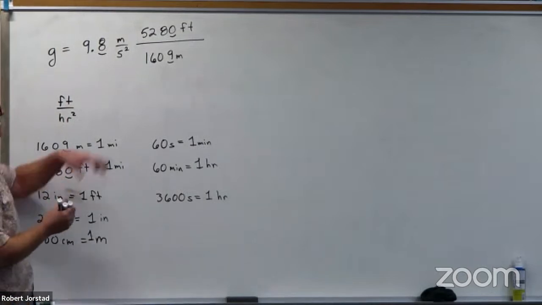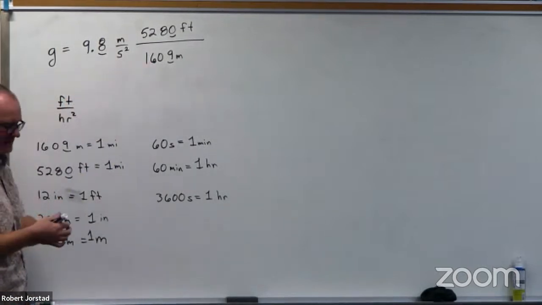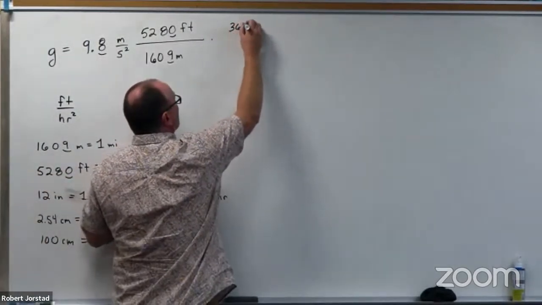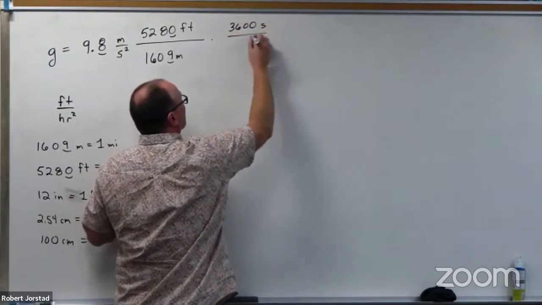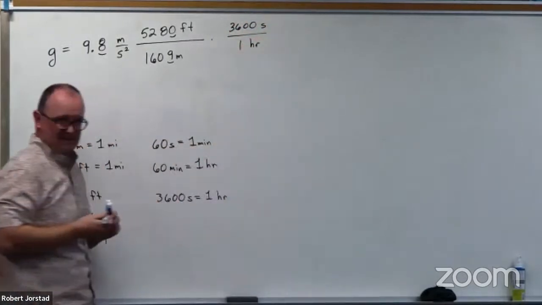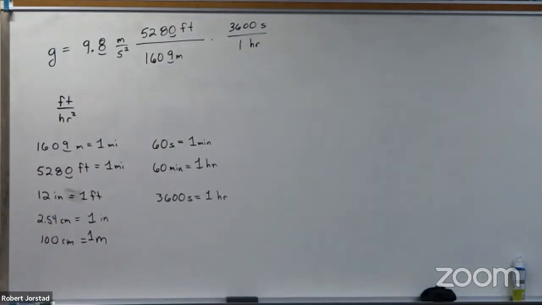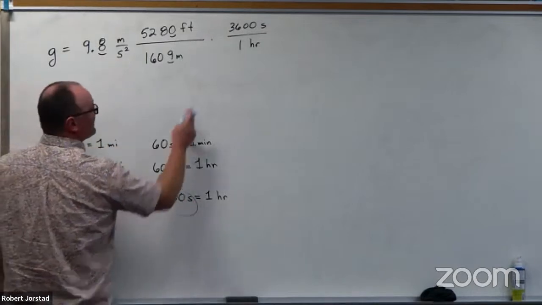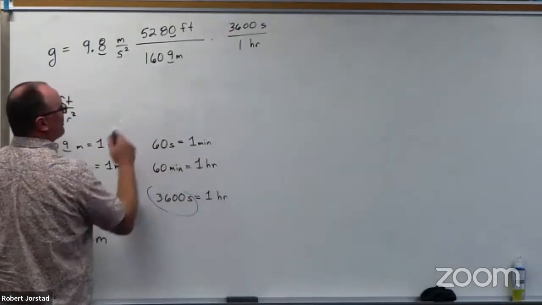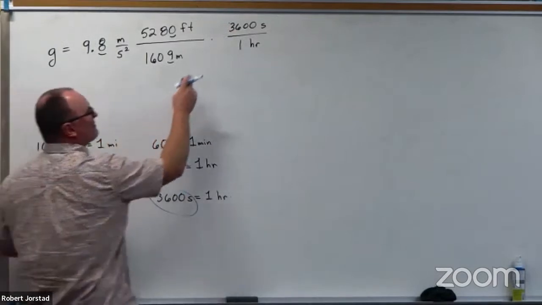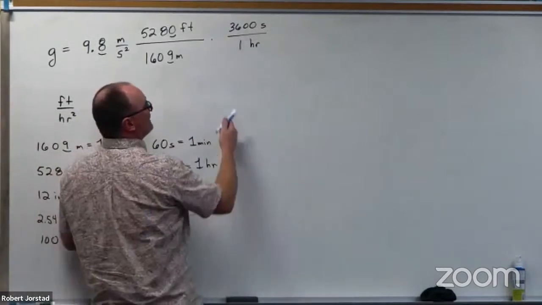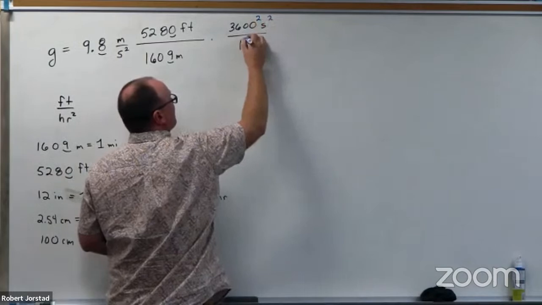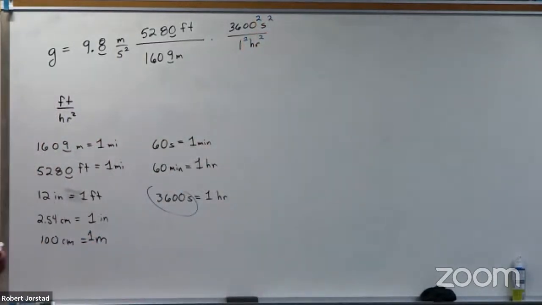Now, when I look at this, that's going to take care of the meters. How do I take care of the seconds? Well, I know that there's 3,600 seconds in 1 hour. Now, this is not going to get the job done yet. Look carefully. The seconds are on the bottom, so the number associated with the seconds goes to the top. The hours go to the bottom, but this is seconds squared. Here's the big thing. Pay attention. If you want to square the unit, you have to square everything, the numbers and the units. If you remember to do that, you should be fine.